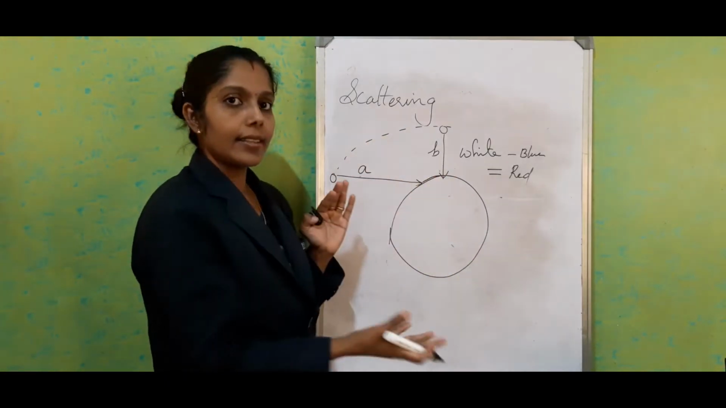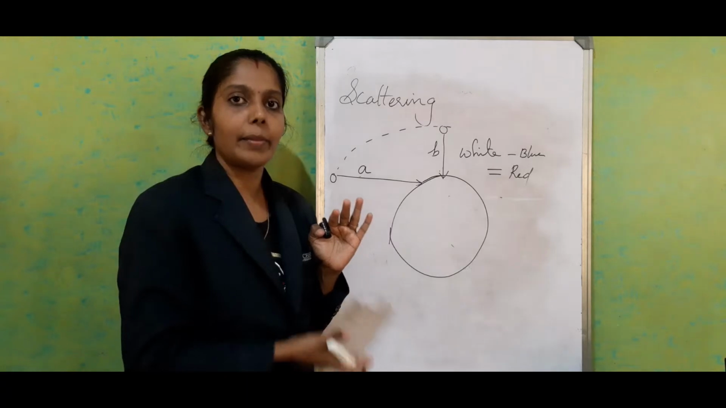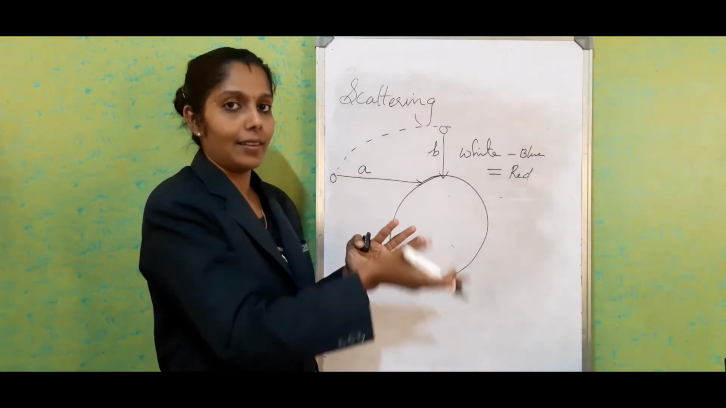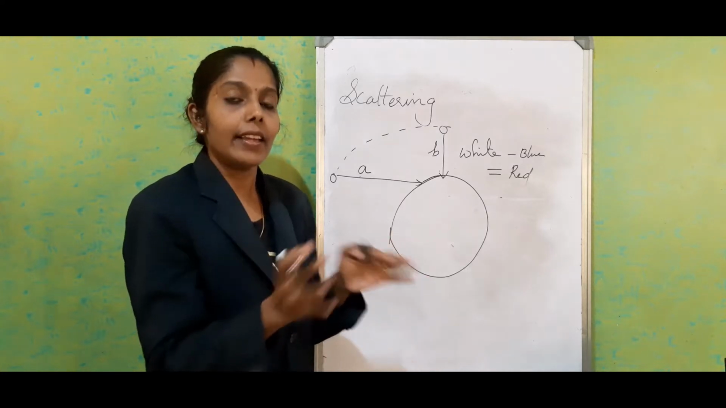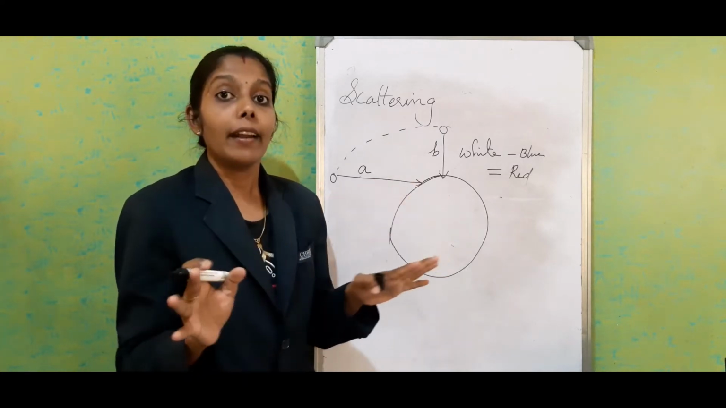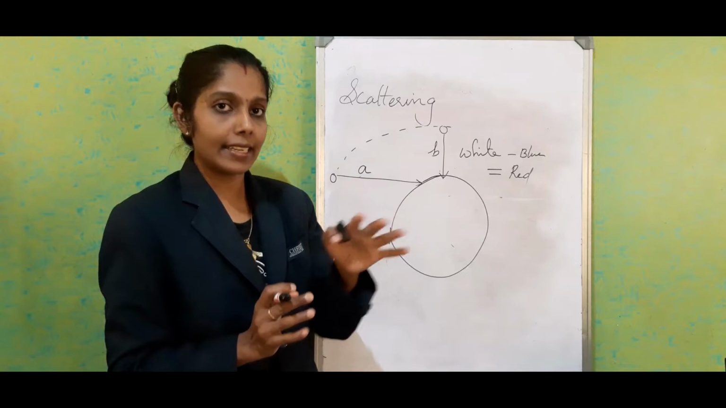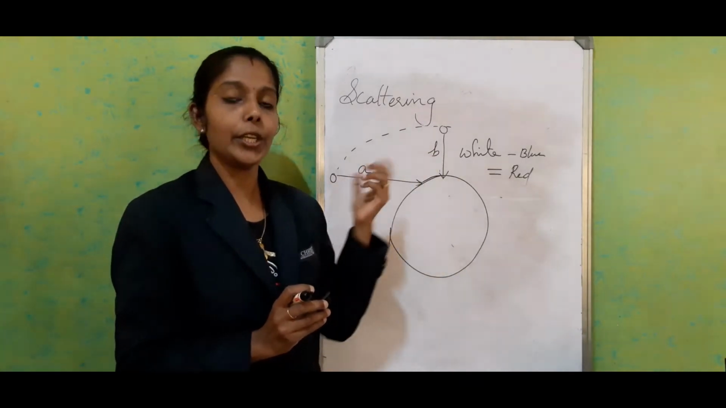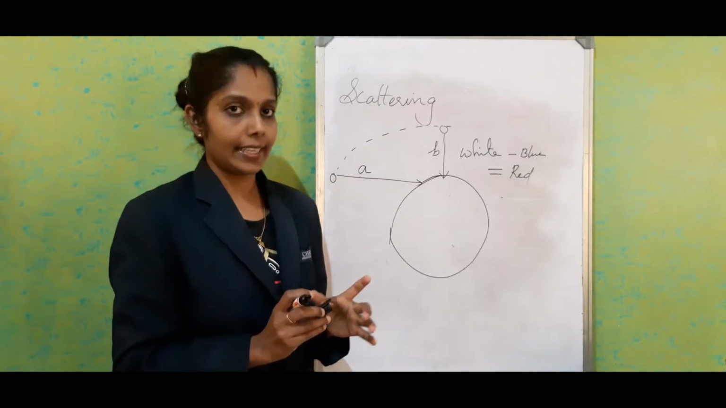That is the reason that during sunrise and sunset, the balance color available from the sunlight is red. The rest of the colors will be spread or scattered in all directions. That is the reason we see the sun as a reddish combination during the morning and evening.